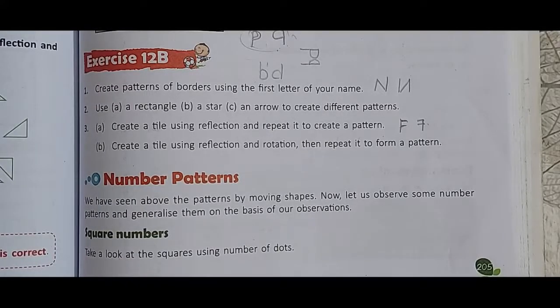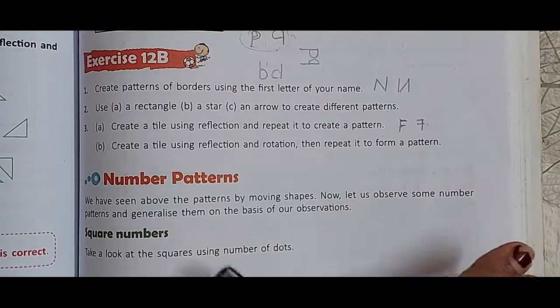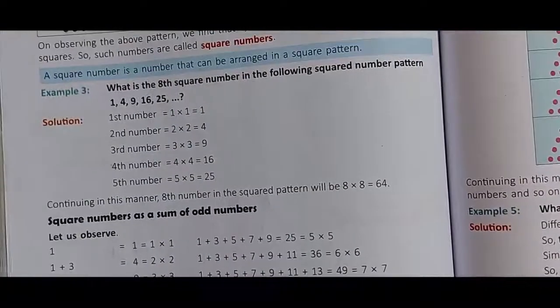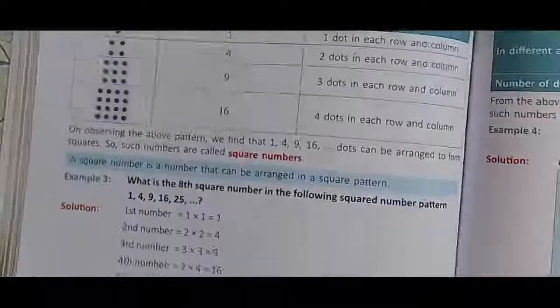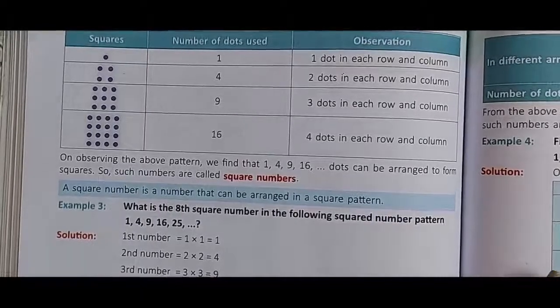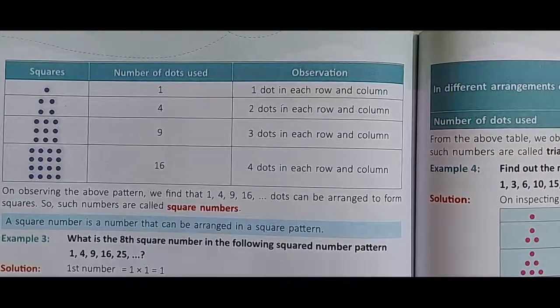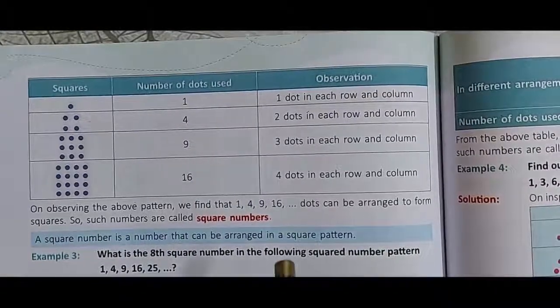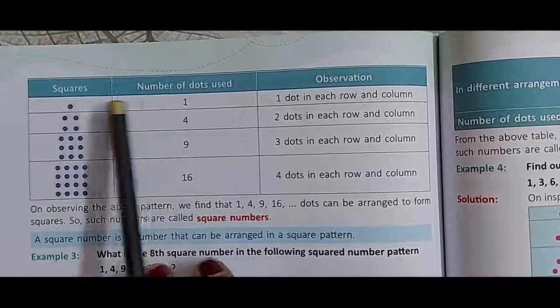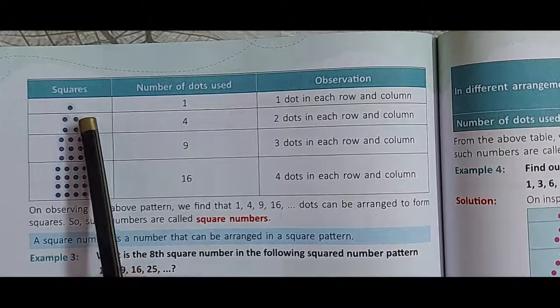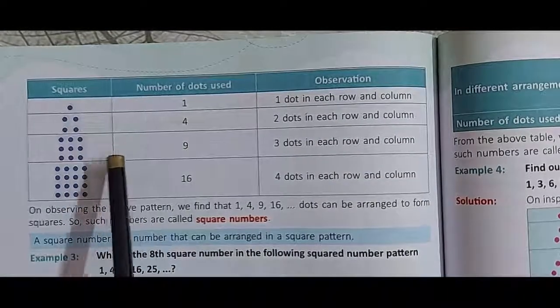Here there are numbers which are represented in the form of dots. You can see a chart which is given in your book. In this chart you will see how the different numbers are arranged in dots and they are forming squares. For example, we have 1 here. First the number is 1 and one dot is represented for that. Now, 2 dots cannot form a square.